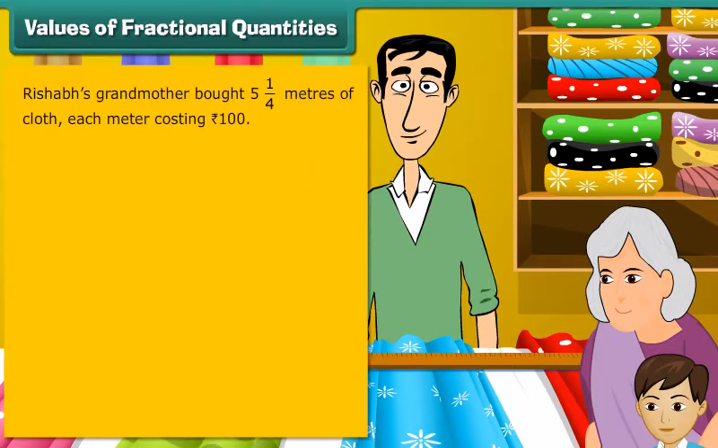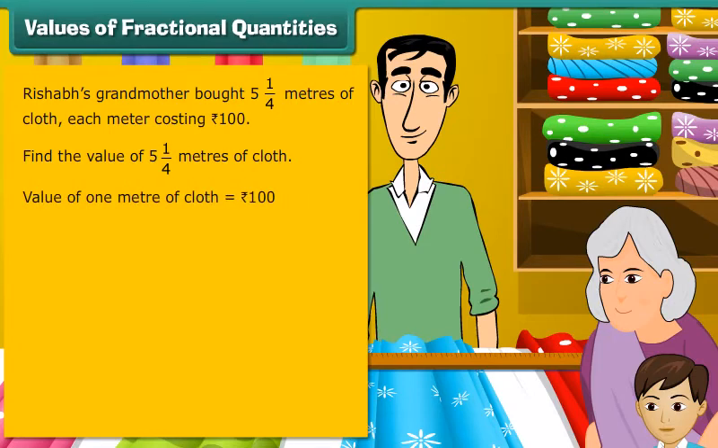Rishabh's grandmother bought 5 1/4 meters of cloth, each meter costing rupees 100. Find the value of 5 and 1/4 meters of cloth. Value of 1 meter of cloth is equal to rupees 100. Value of 5 meters of cloth is equal to 5 multiplied by 100, which is equal to rupees 500.